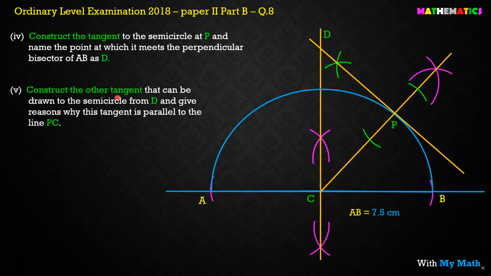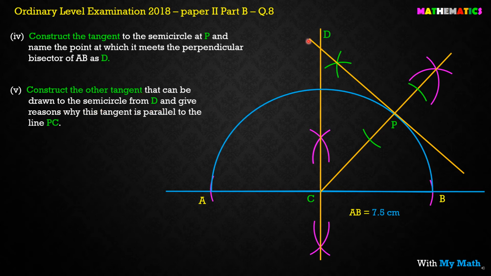Construct the other tangent that can be drawn to the semicircle from D and give reasons why this tangent is parallel to the line PC. So there are two things we have to do again. The first one is to construct the other tangent that can be drawn to the semicircle from D.